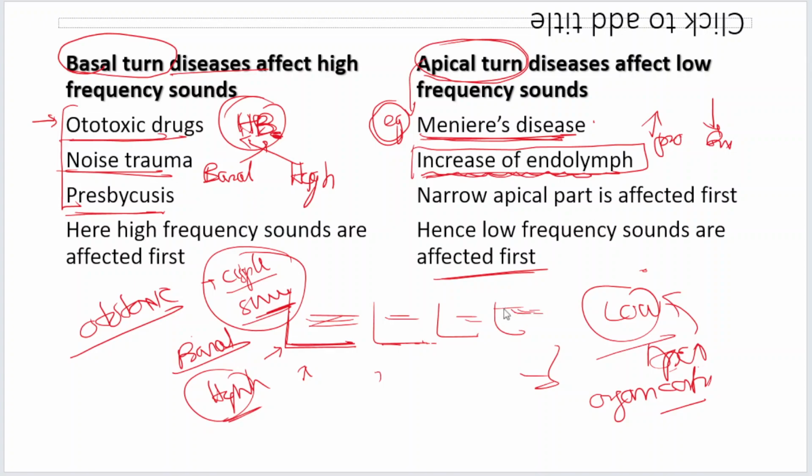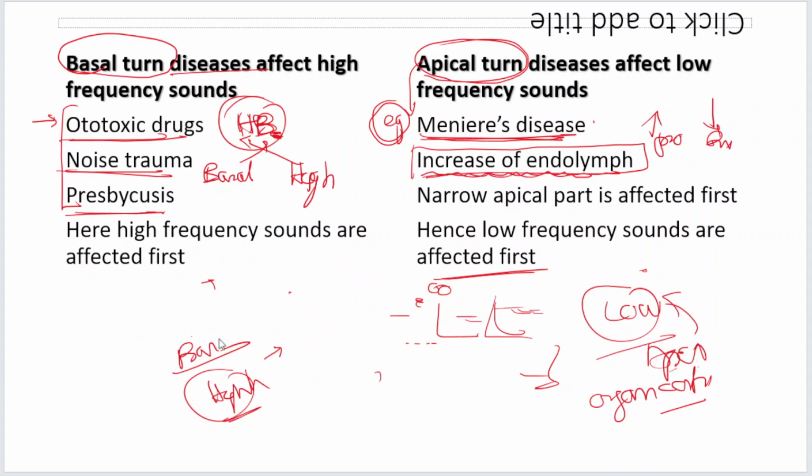If it is not being maintained, it means the high frequency sounds are getting affected. Suppose this is 100, this will be 8,000. Or suppose it is 250, this will be 8,000 hertz. I'm talking about hertz. Okay, so this is not important. All this is too much explanation, I guess. But I want you to remember it, because if you give more examples, you can remember it better.